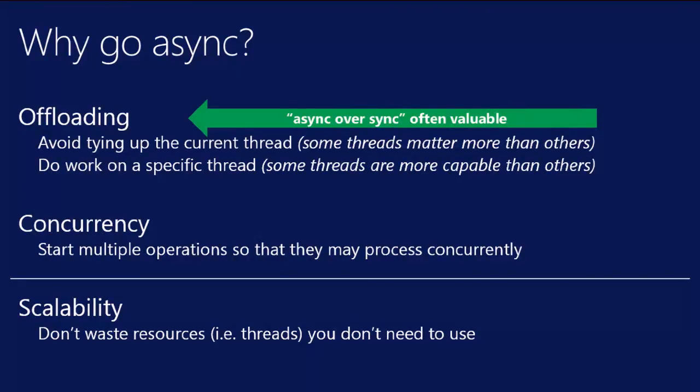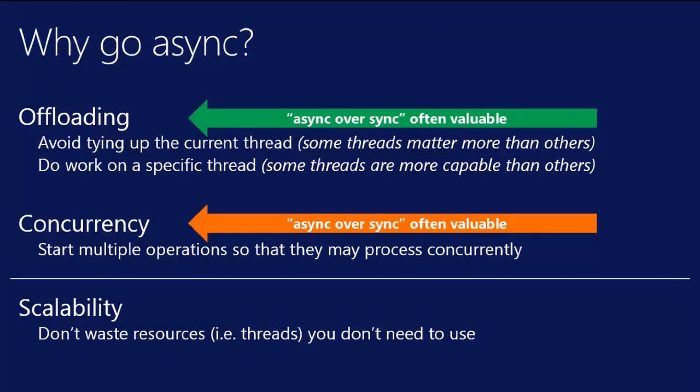And so what matters here is how useful this idea of async over sync can be for these different scenarios, right? So if I'm offloading, I want to take this method that I've got. I want to run it on a background thread. Well, that's the perfect case for async over sync, right? I call task.run. I take my method. It shoves off to a background thread. That's great. You should all do that and keep doing that, right?